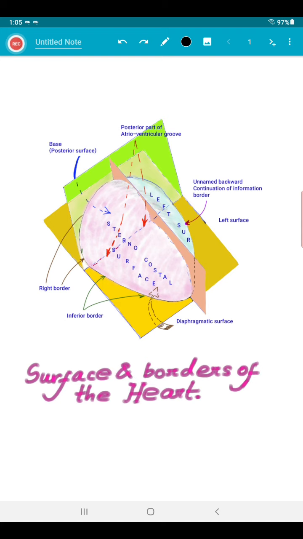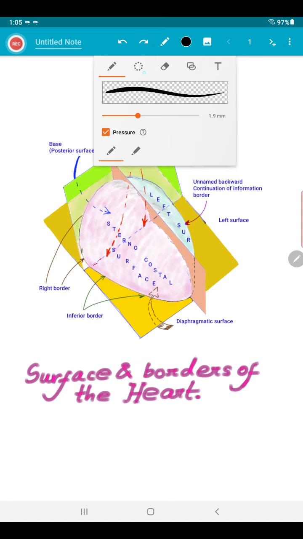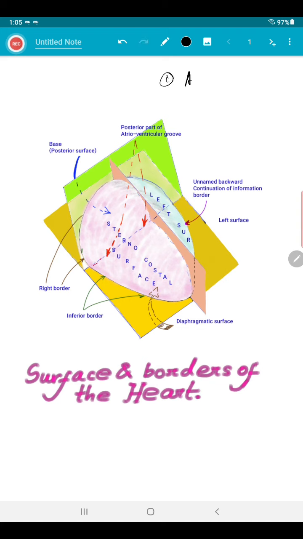Now some points for observation. The heart presents the following only features. What are the only features? Number 1, the apex is only formed by the left ventricle. What do you mean by apex? The anatomical apex is a conical area formed only by the left ventricle.